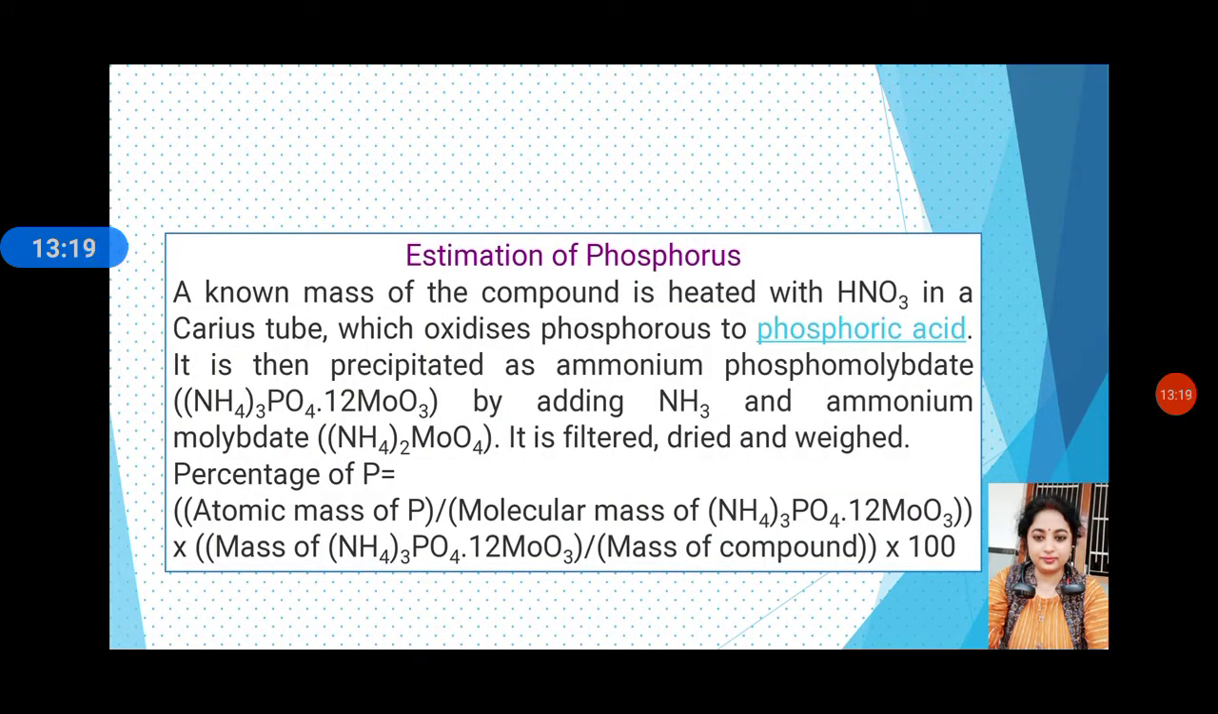Next is estimation of phosphorus. Actually, there are two methods for it. Let's see the first method. First, we have to take a known amount of organic compound. It will be heated with fuming nitric acid in a sealed Carius tube.